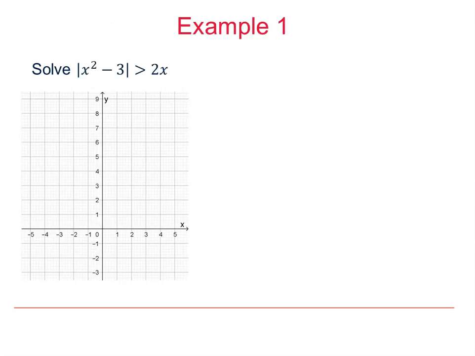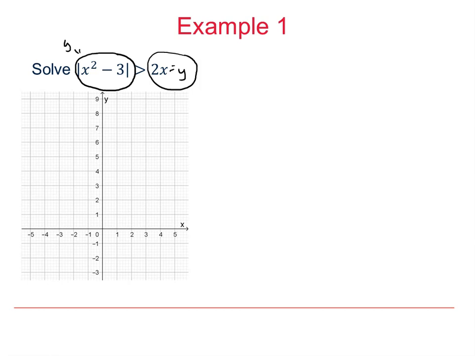So the first one then is solve the modulus of x squared minus 3 is greater than 2x. What we're going to do here is sketch two graphs, one of them being y equals 2x, and the other one being y equals the modulus of x squared minus 3. Let's take that one first of all, the modulus of x squared minus 3.